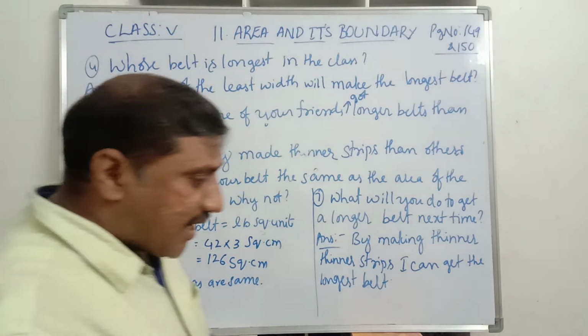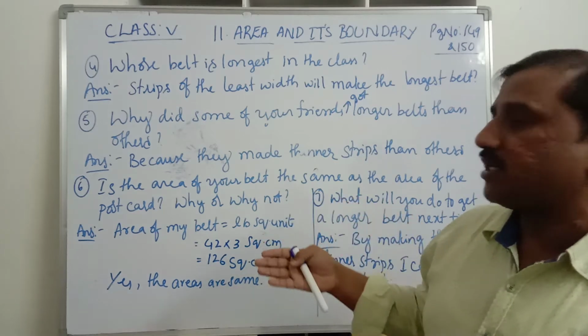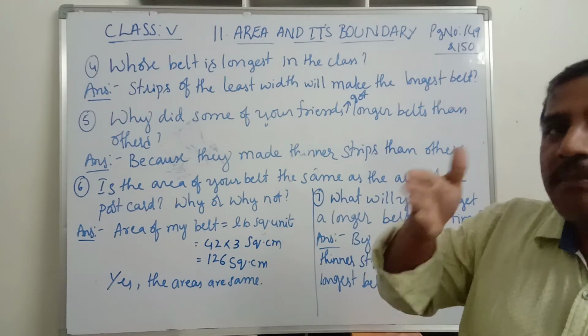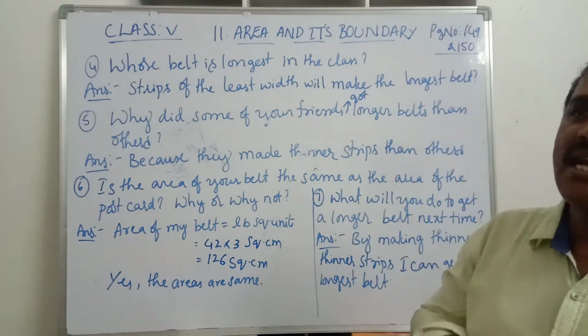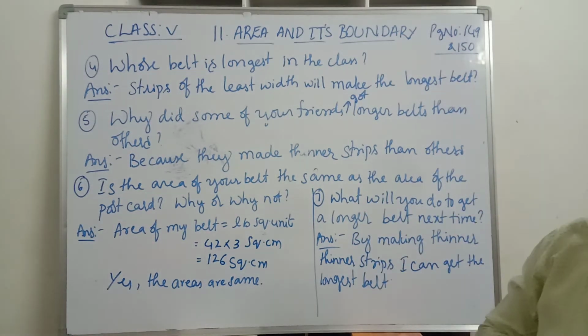We can conclude that the area of the belt and the area of the postcard, even if you cut the number of pieces, the area is the same, but the perimeters will be different.